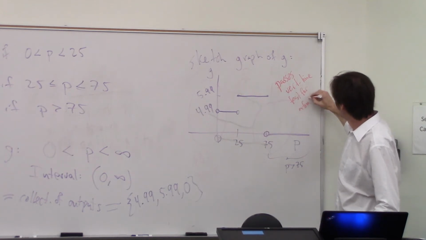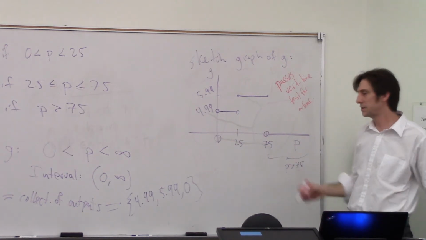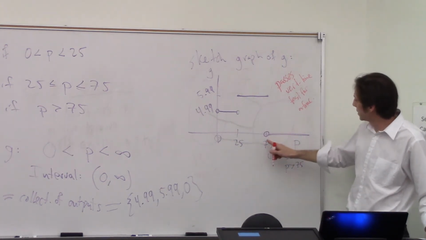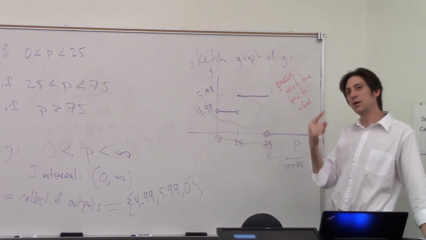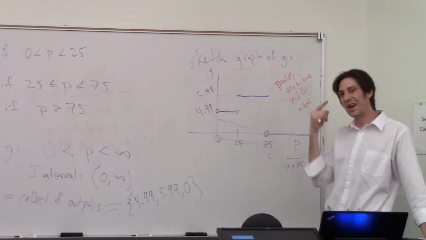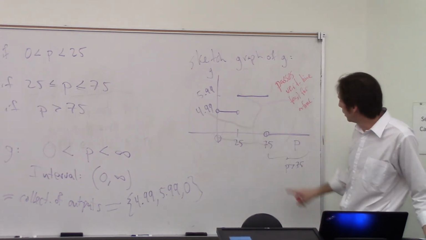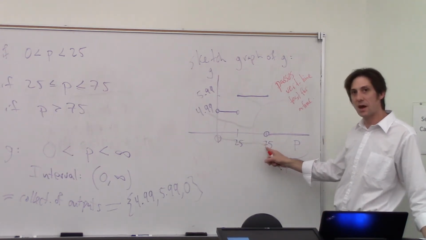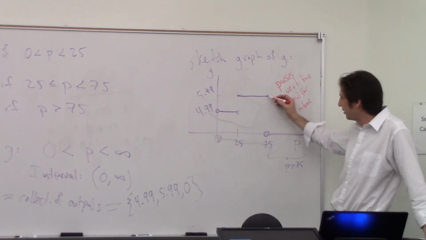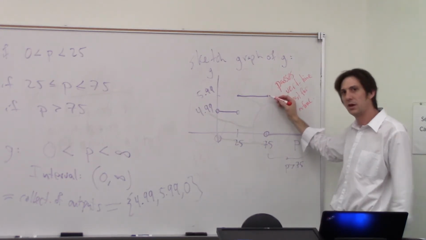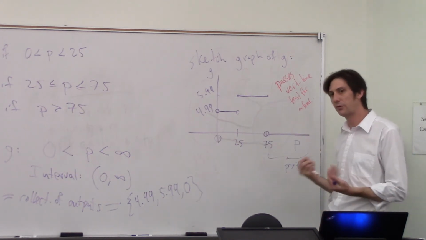for a function. Okay, the statement of that test is in the book, but the idea is that from the definition of a function, every input can only have a unique output. And so for this input 75, it can't both go to 0 and 5.99. It can only have one of those values as the output.